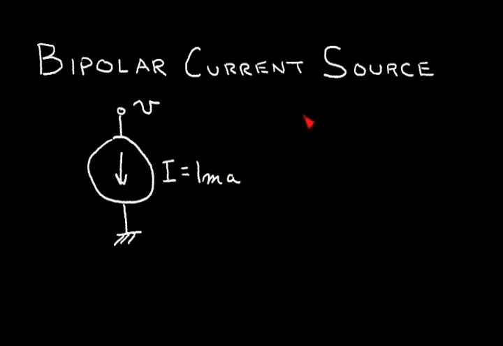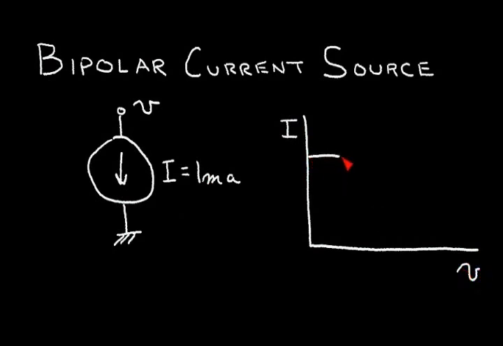Now, an ideal current source will have a current versus voltage relationship where this is current and this is my voltage. That is very flat. So ideally this will just be a very constant current. So let's consider how we can make a current source using a bipolar transistor.